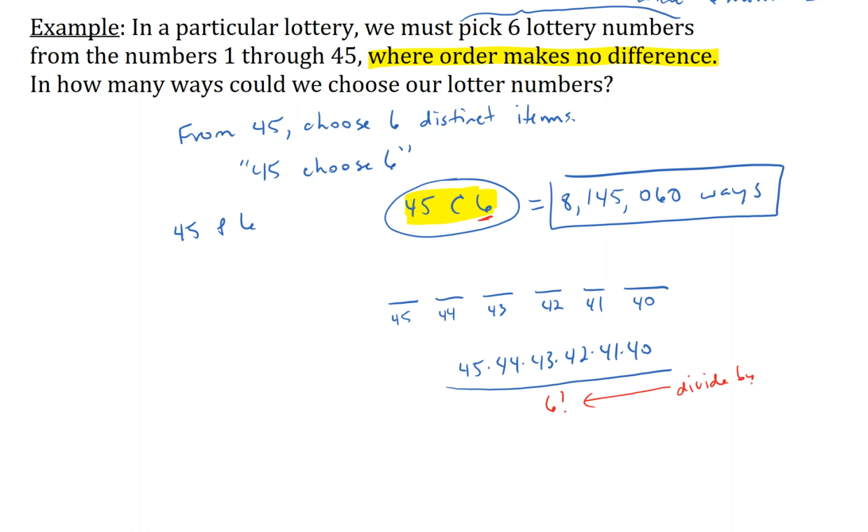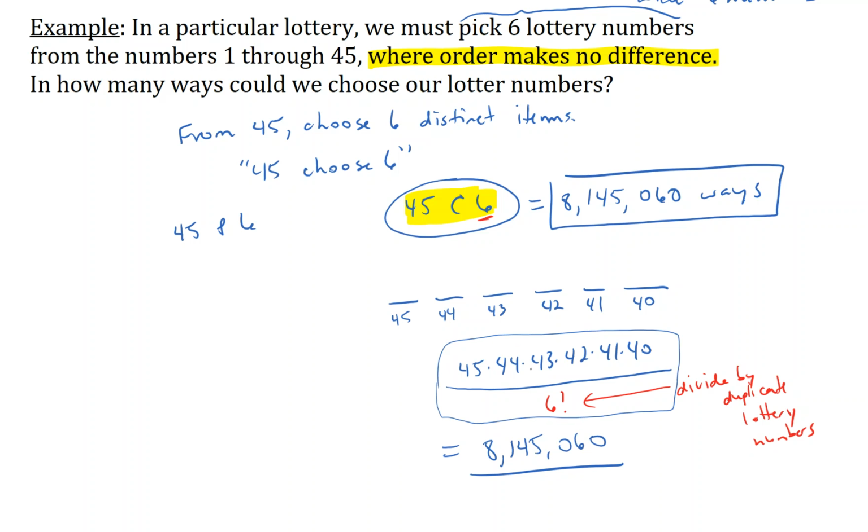So divide by duplicate lottery numbers. This is more of a reasoned approach rather than just using 45C6. If you type that into your calculator, you should still get 8,145,060 ways. This is a more logical approach to it, rather than just remembering to do 45C6. So whichever way you prefer to do it, or whichever way your instructor prefers, maybe be versatile with both of those.